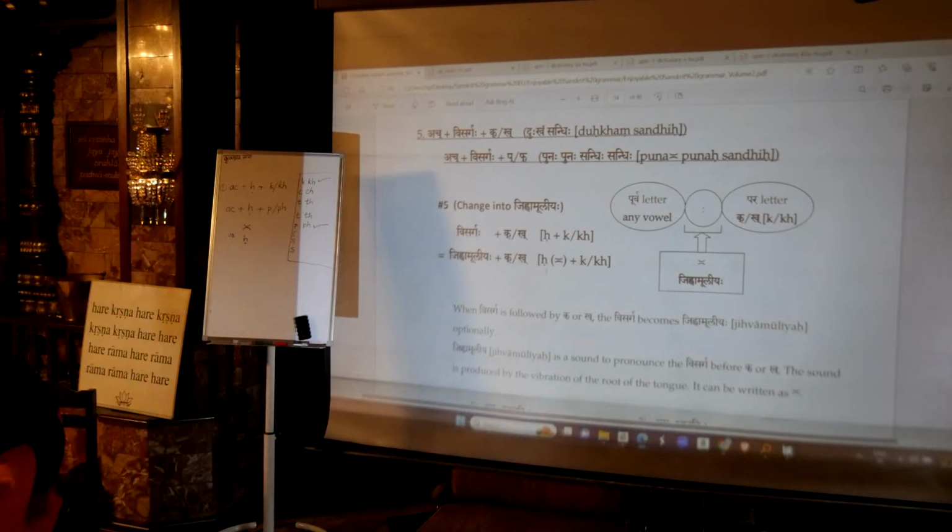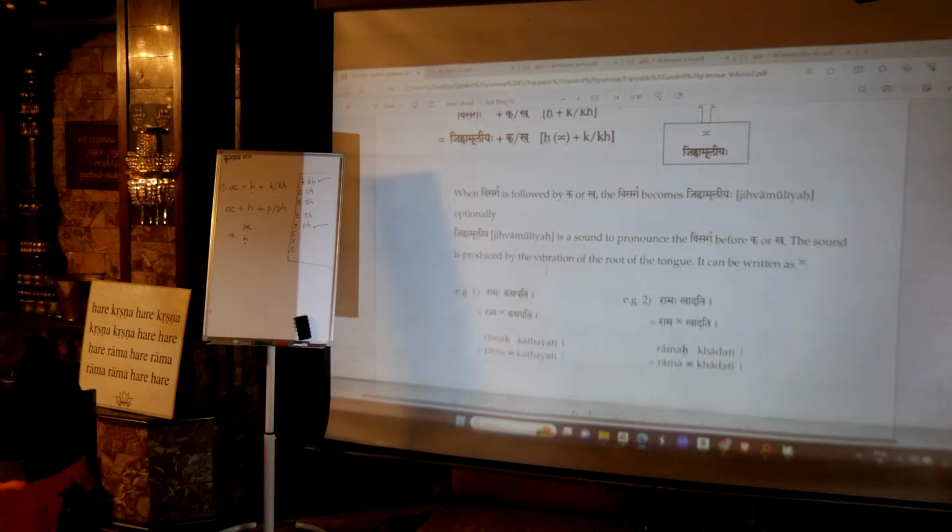So, you see, Ramah kathayati. Before visarga, there is akara. So, ach, fine. After visarga, there is kakara, a hard consonant, fine. This is the case that we have. So, Ramah kathayati. What happens? It can turn into jihva muliya, where Ramah kathayati will turn into Rama kathayati.